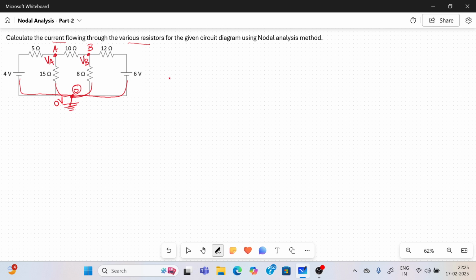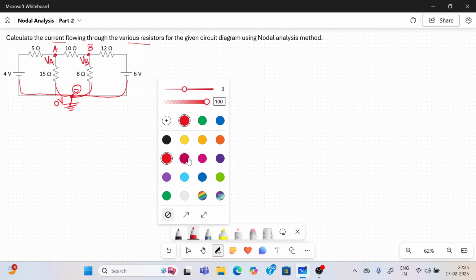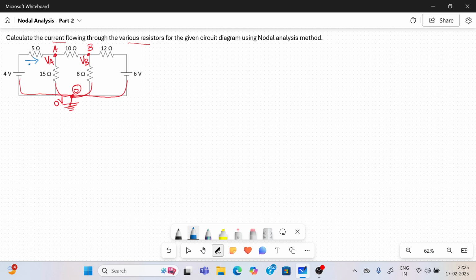Now we are going to apply KCL for each node. Before going to KCL, you have to assume the current at each resistor, in our own direction. I assume the current flowing through the 5 ohm resistance is I1, through the 15 ohm resistance is I2, through the 10 ohm resistance is I3, through the 8 ohm resistance is I4, and through the 12 ohm resistance is I5.